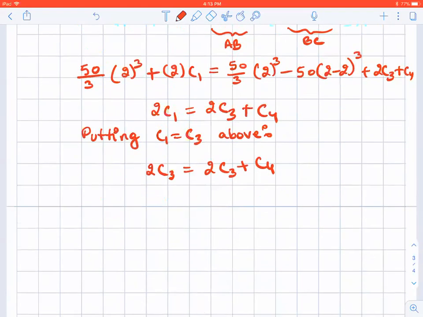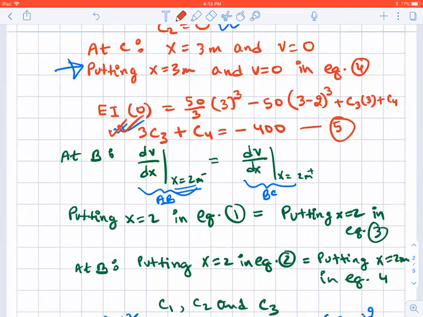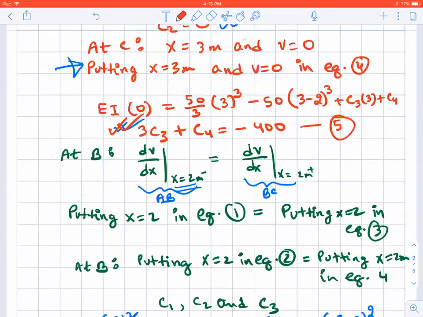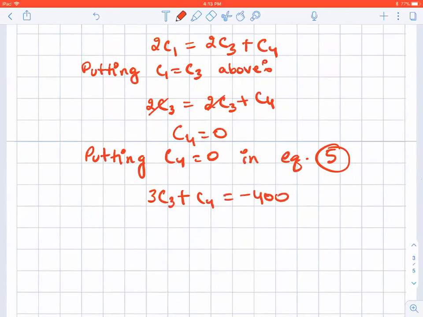So what do we have? From here we can say C4 is equal to 0 because these cancel out. So C4 is 0. So we can put C4 equal to 0 in equation 5, which we obtained last time. Over here, 3C3 plus C4 is equal to minus 400. So from the above equation, we got C4 to be 0. So my C3 is minus 400 by 3.